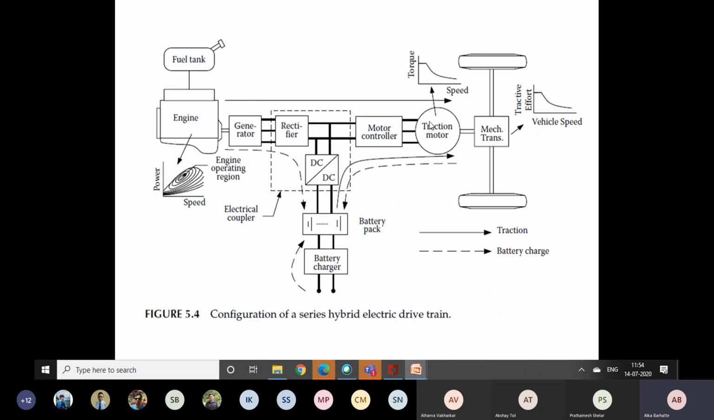The motor which is driving your wheels is represented as the traction motor. This is the motor controller, this is the battery, and this is your electronic coupler, which will couple the energy from the engine as well as the energy from the battery, and that will be connected to your traction motor to drive this. So when we say only electrical, only the battery will operate. This battery pack will operate your motor, and based on that motor drive, your vehicle will be driven.